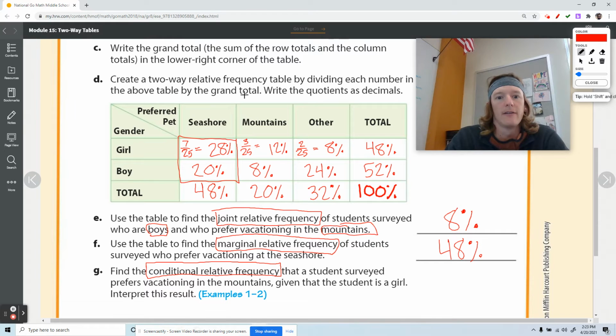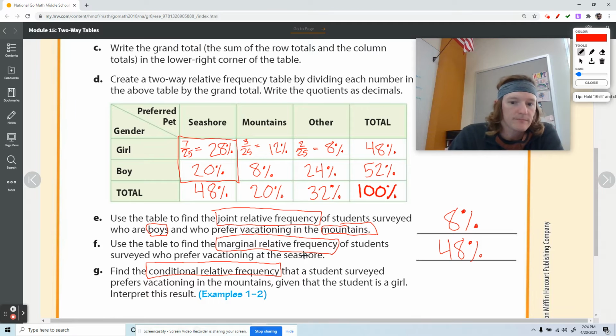So 48% marginal is where we might have to ignore our left side being 2 different groups. We put them together. Or we might say, how many boys did we ask? What percentage of boys did we have? That would have been 52. That's another marginal. We would combine all 3 of our boy answers, percentage-wise, and we get the 52 here. So that was just this total. So students who prefer vacationing at the seashore, well, that's these 28% of girls and this 20% of boys. We had to add them together.